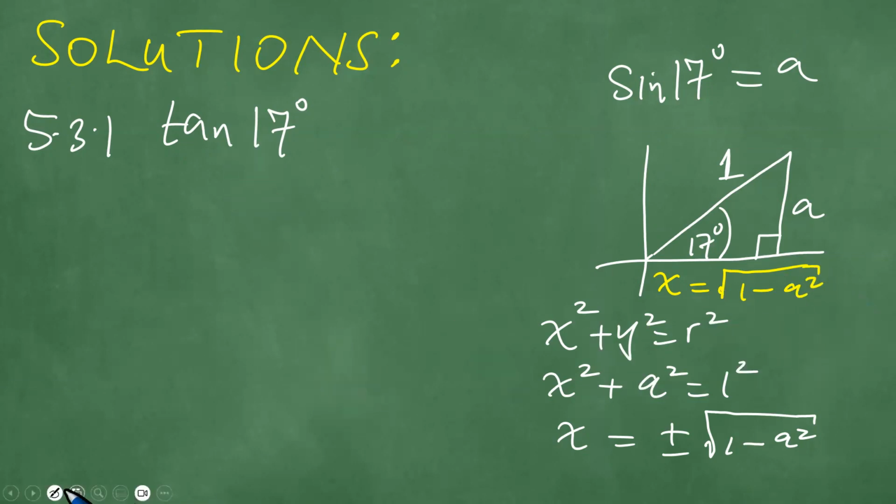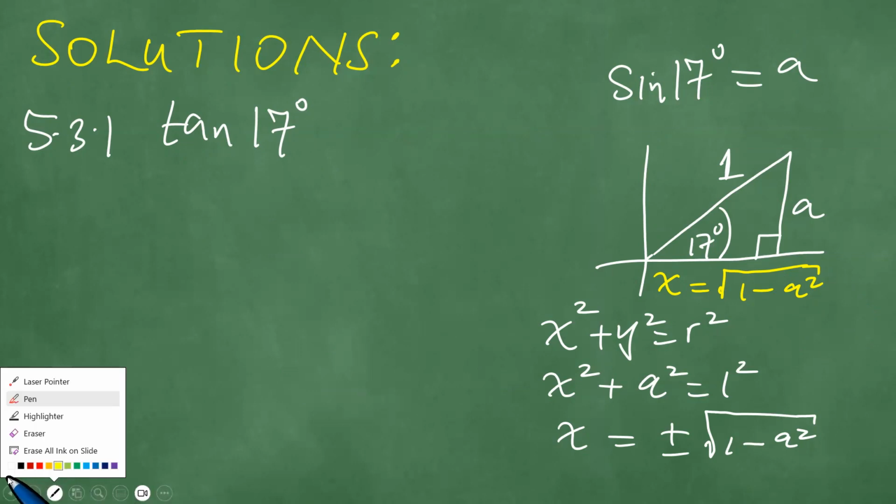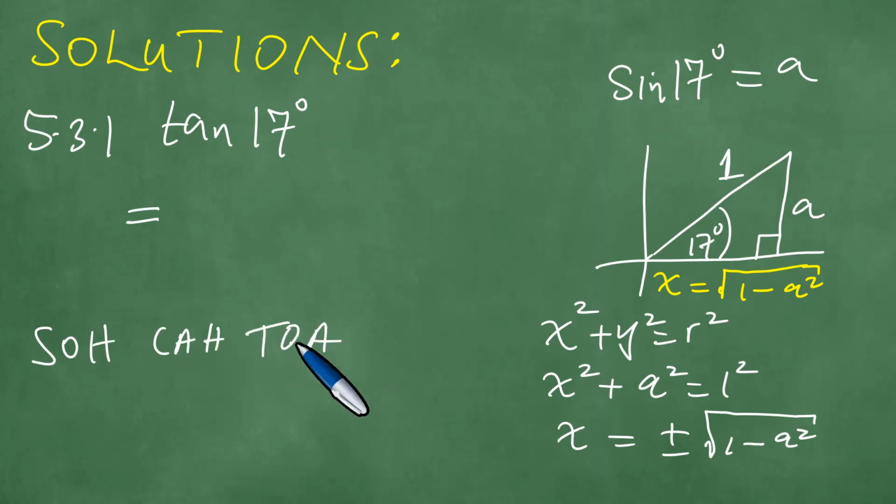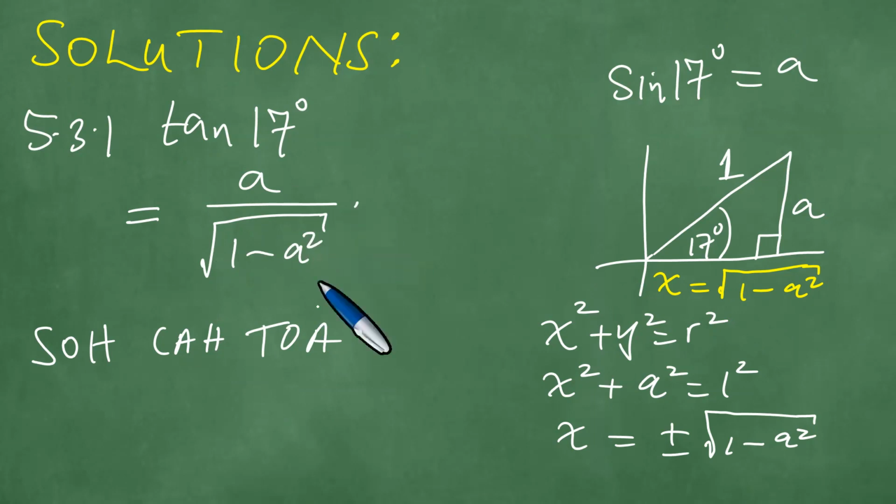So the tangent of 17 degrees is therefore the same as, we're going to use SOHCAHTOA, the tan is opposite over adjacent. Which means opposite over the adjacent side, which is a over the square root of 1 minus a squared. Like this.